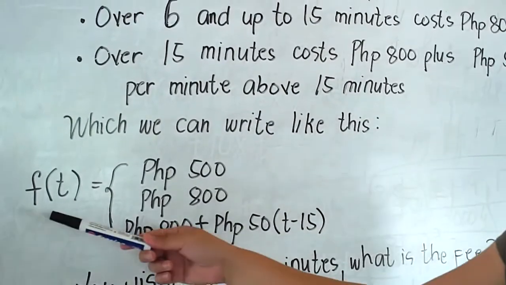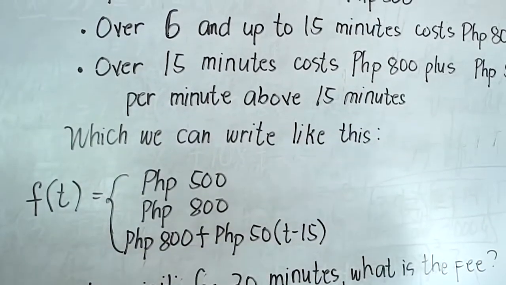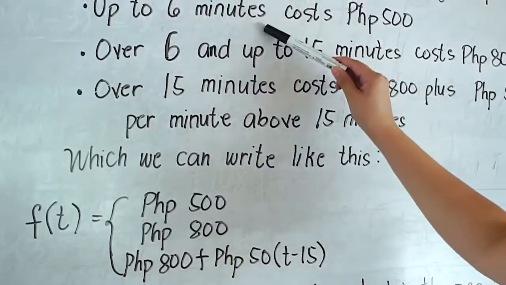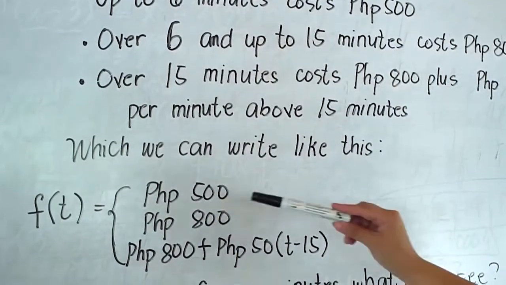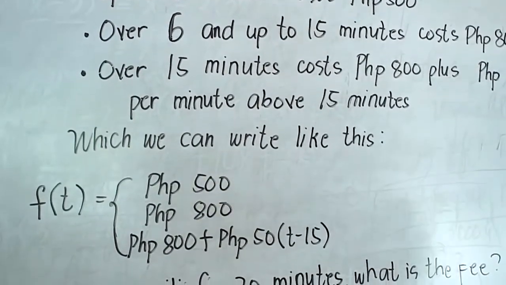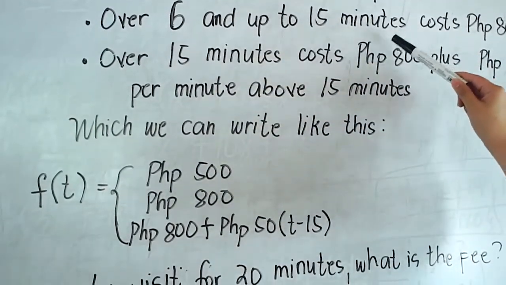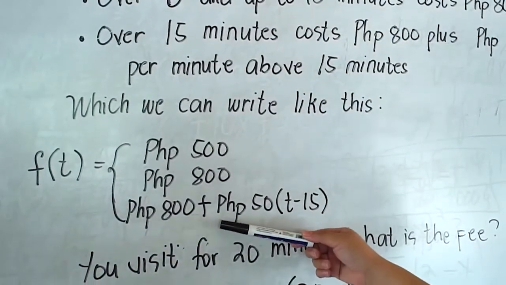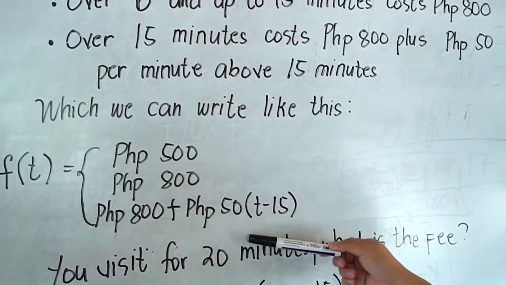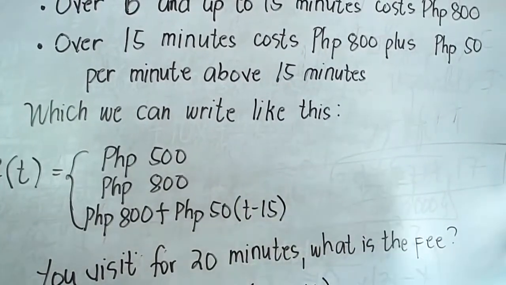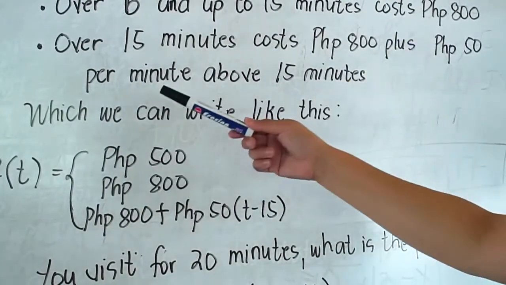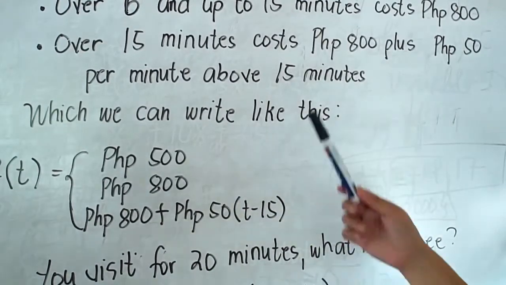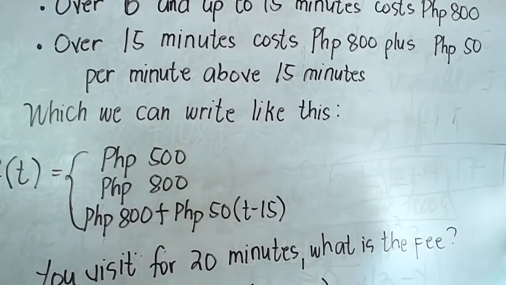So f of t is equal to 500, that represents up to 6 minutes cost; 800 that represents over 6 and up to 15 minutes cost; and then 800 plus 50 times t minus 15 that represents over 15 minutes cost, 800 plus 50 per minute above 15 minutes.